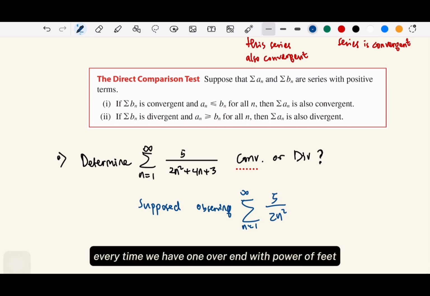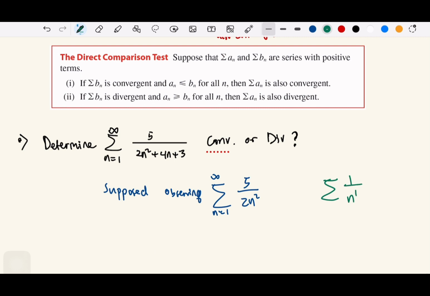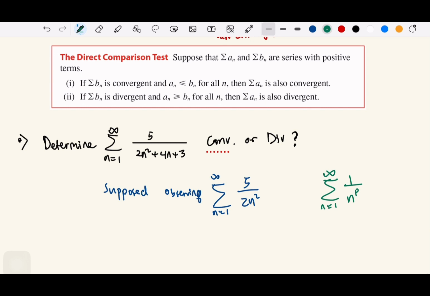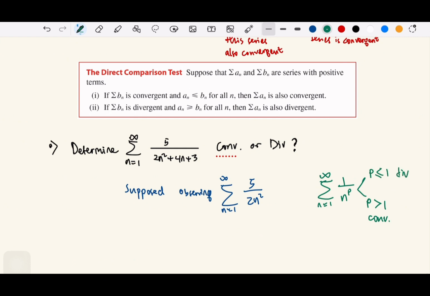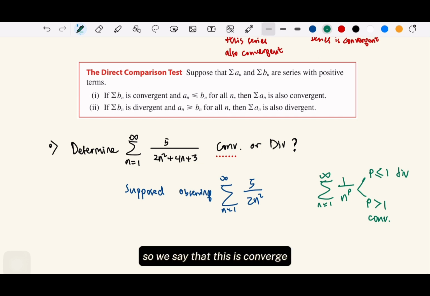Every time we have 1 over n to the power p, like this, we can use the p-series. Whenever we have this, if p is greater than 1, it converges. Sometimes we use p or r, the same. So p greater than 1 is convergent, and p less than or equal to 1 is divergent. So we see this 1 over n squared must be convergent.